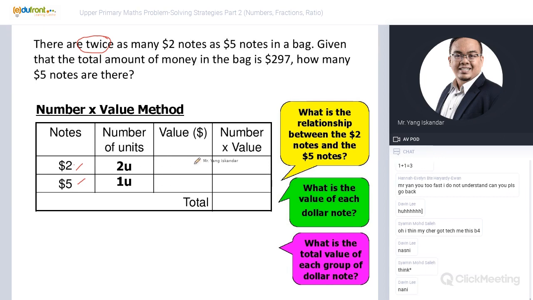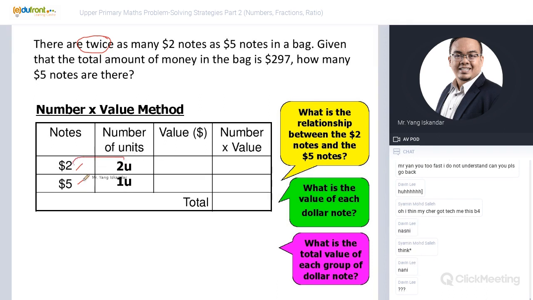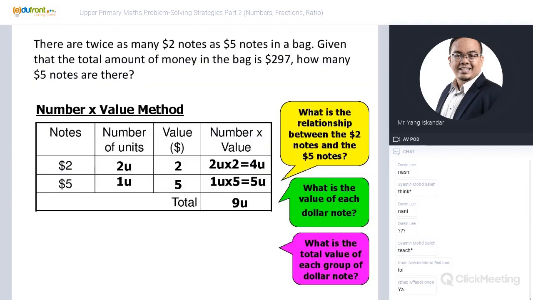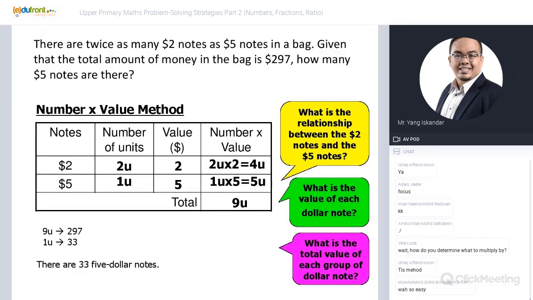Next, I need to find the value. How do I get the value? You just multiply. $2 multiplied by 2 units, $5 multiplied by 1 unit. So when you multiply, you get 4 units here and 5 units here, and you add them together, you get 9 units. So this represents the number multiplied by the value. Those of you using the set method or the grouping method, it is actually very similar. The only difference is that you do not draw the table, so you do not present the answer in table form.